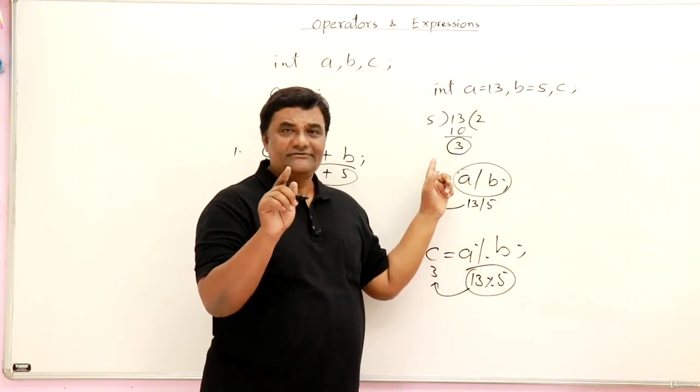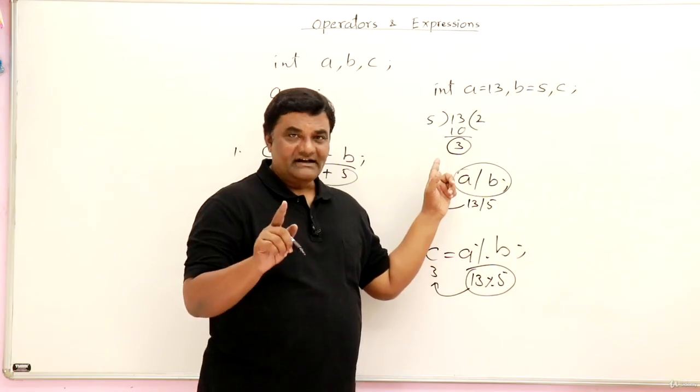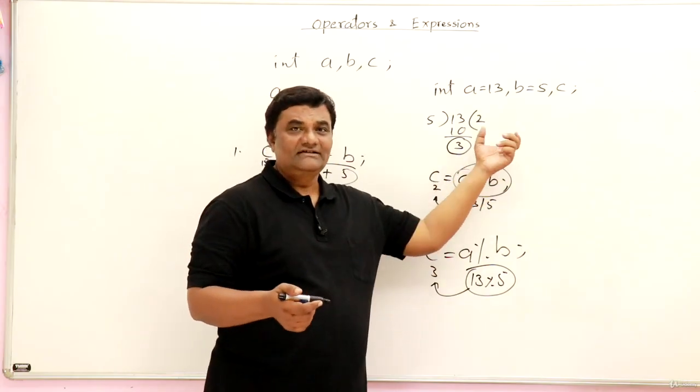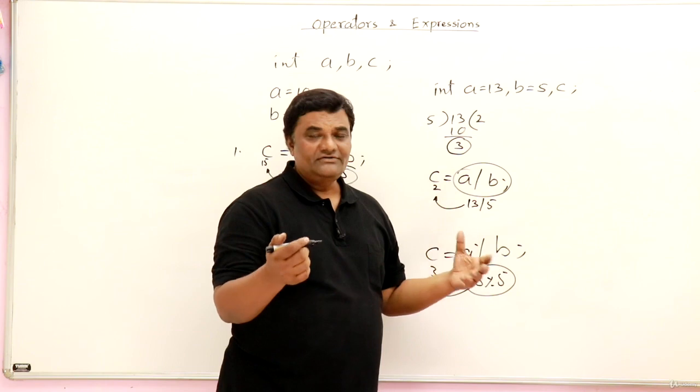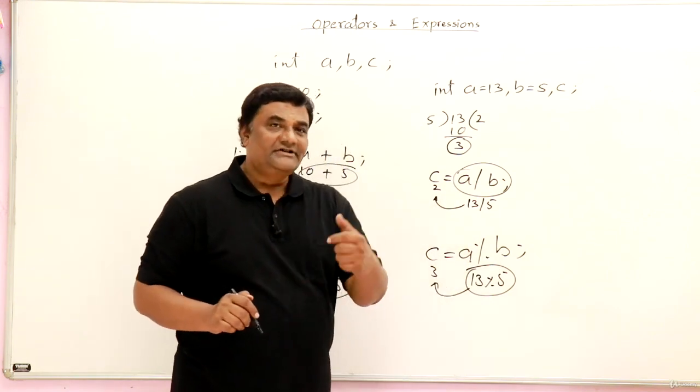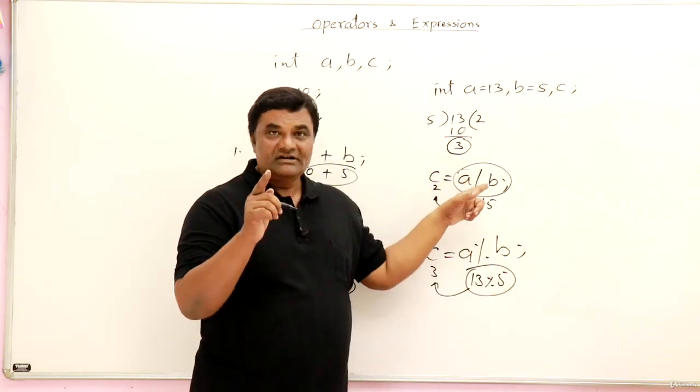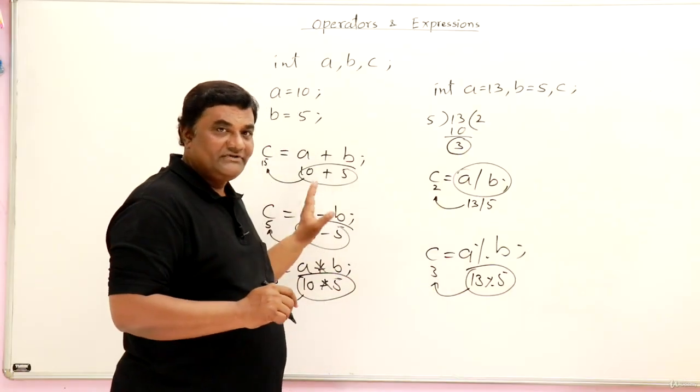Sometimes it's confusing for students to understand this, but this is very easy. You should know clearly what is quotient and what is remainder, then you can easily remember this. Now next I will show you, if you want a float result, then what you should do. So I will remove this and show you.